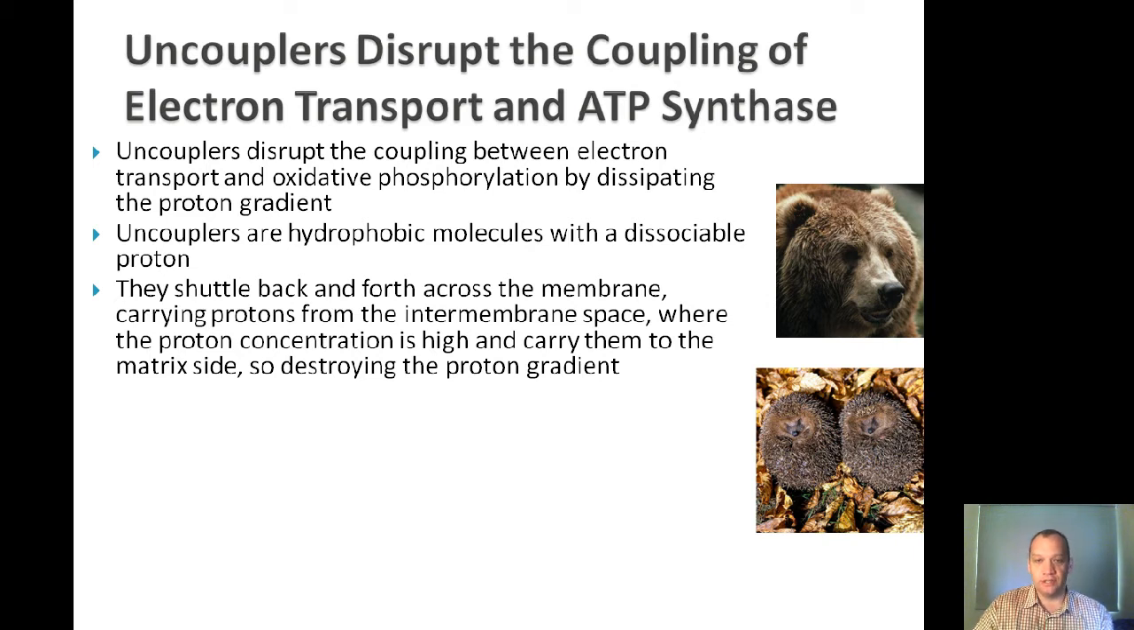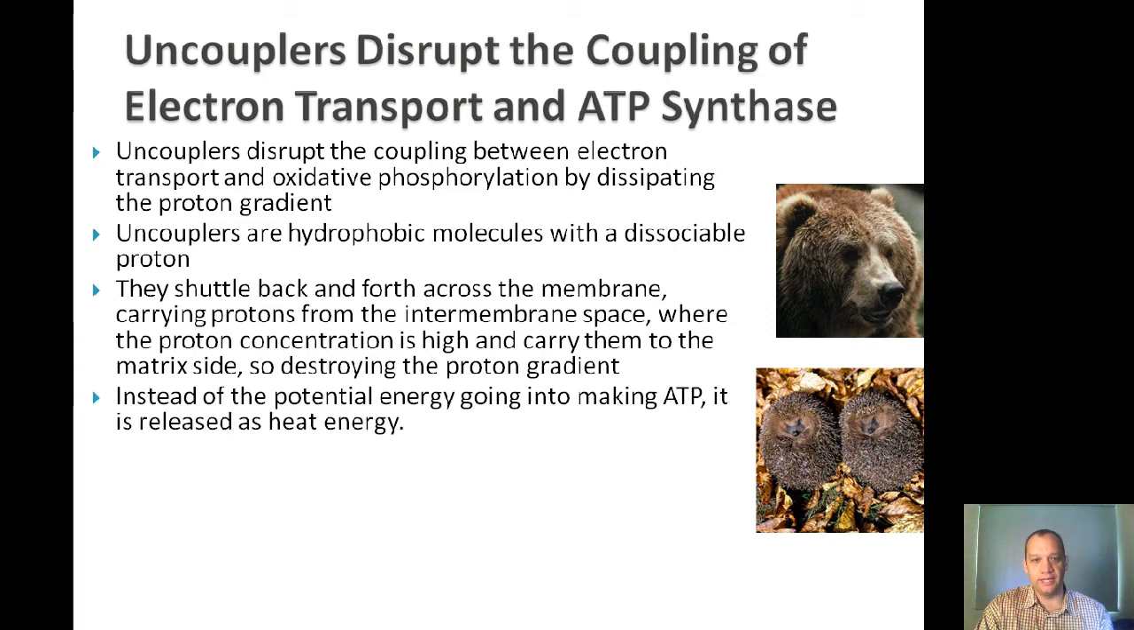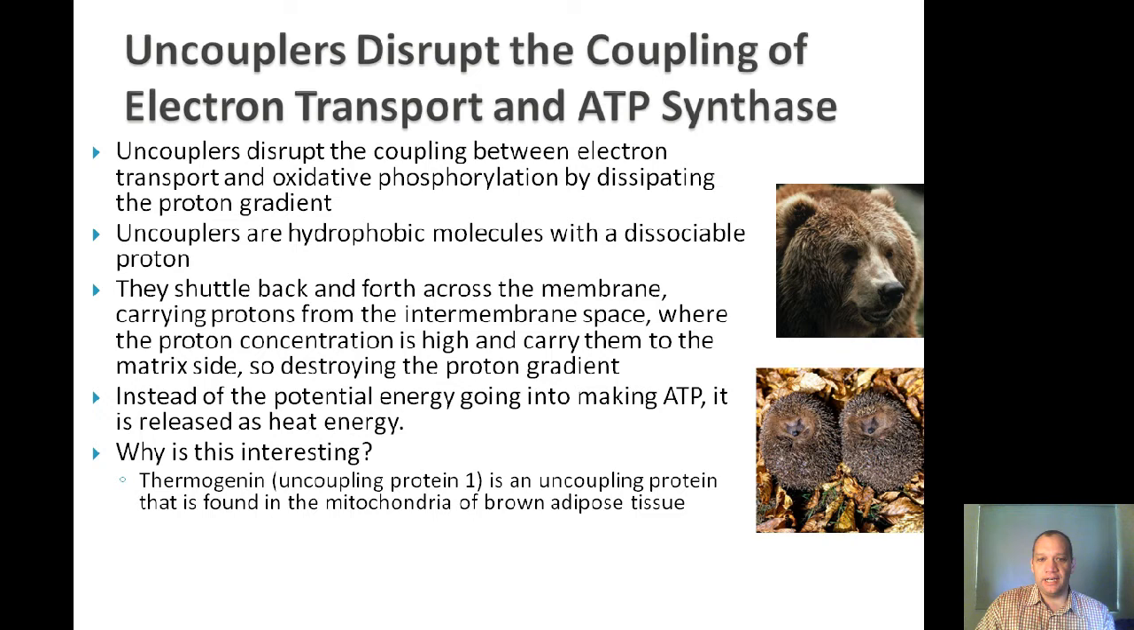So what happens during the electron transport chain, as we saw earlier, is that we have a proton gradient being formed the whole time as the electrons are transported through the ETC. What these uncouplers do is they just shuttle those protons from the high concentration intermembrane side to the matrix side of the mitochondria, and therefore they destroy this proton gradient. And instead of that potential energy going into the production of ATP through ATP synthase, the energy is actually now just released as heat.